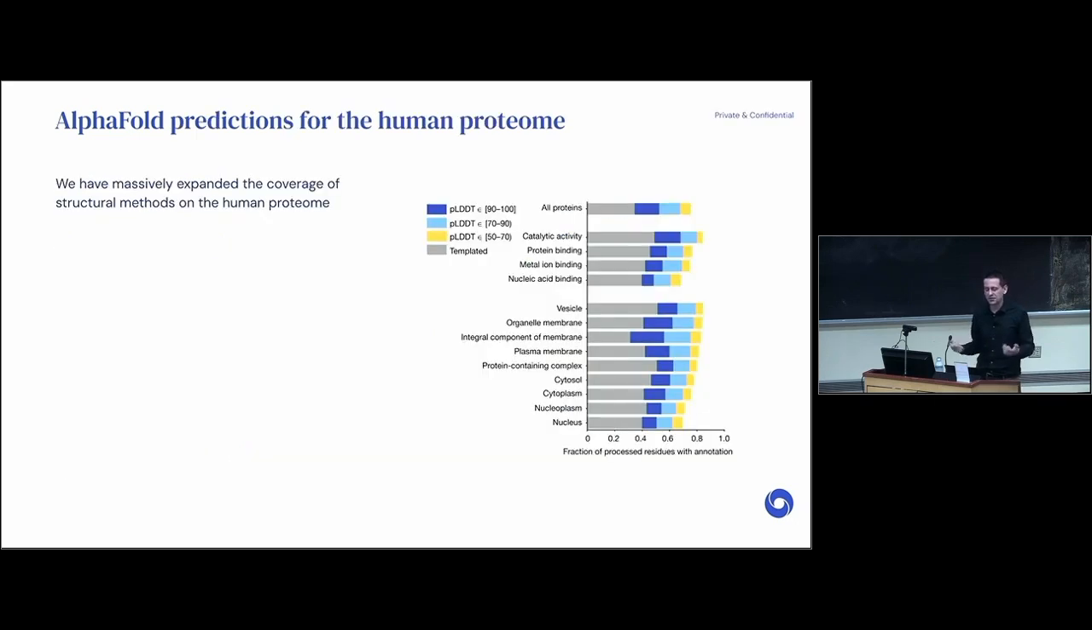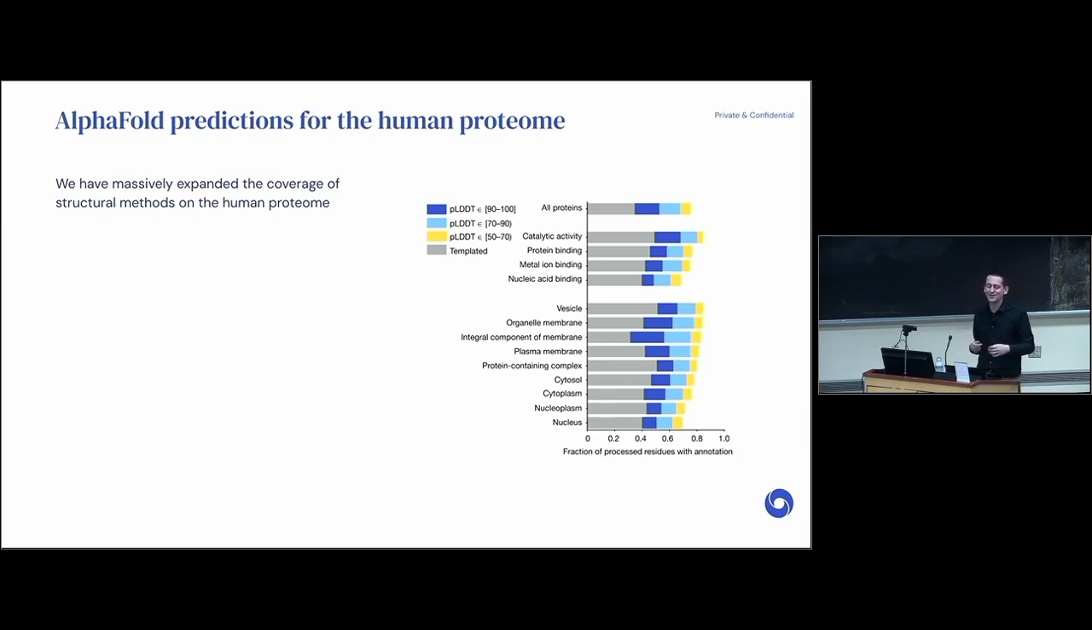And of course, we released predictions for the whole human proteome. This is trying to show what we would consider experimental knowledge, which includes templates at some reasonable sequence identity. You can see the dark blue is high confidence, light blue is medium confidence, yellow is being generous. But you can see quite a bit of added structural coverage, including in things like membrane proteins, et cetera. So we really are adding a lot.